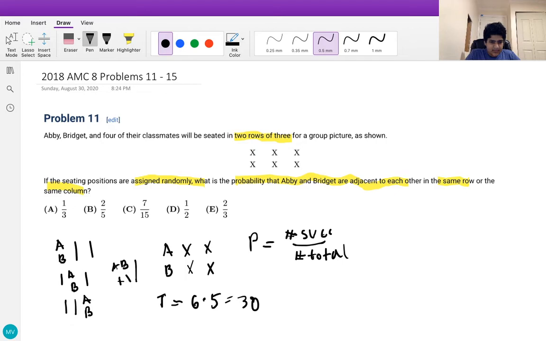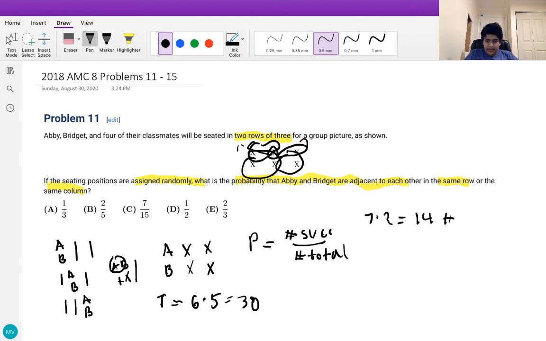This one, this one, this one, and this one. So in total, that's 7 positions. But remember, we want to multiply by 2 since B could also be above or to the left of A. So that's a total of 7 times 2 equals 14 successes.